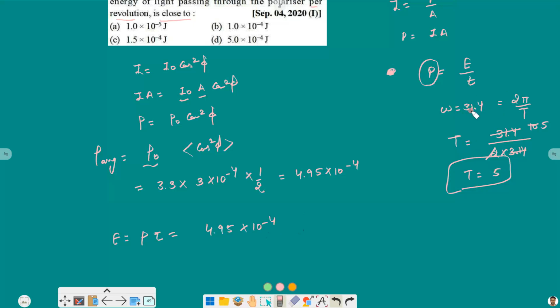I think we made a mistake in the time period calculation here. Let me rectify it. Omega is 31.4, that is 2 pi by T. So time will be 2 pi divided by 31.4. That will give us 1 by 5. So now substitute the value of T here, that is 1 by 5. So approximately we will get 10 raised to the power minus 4, and that is option B. So option B will be the right answer.